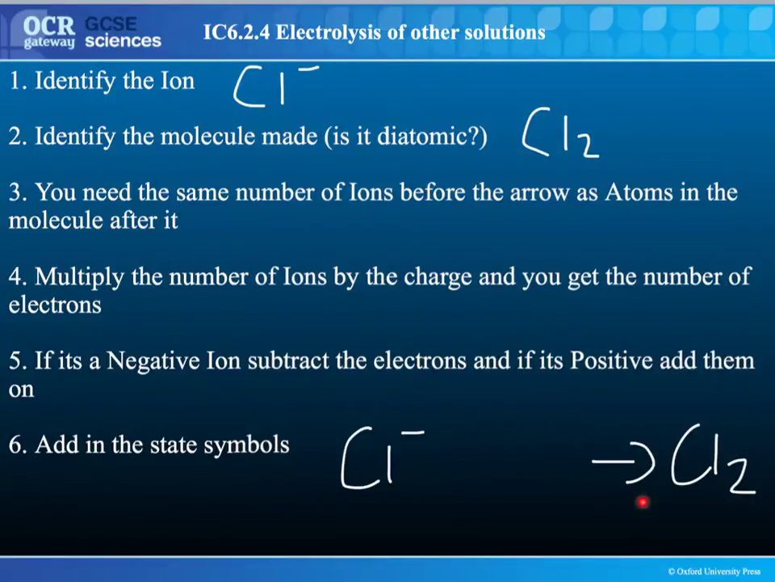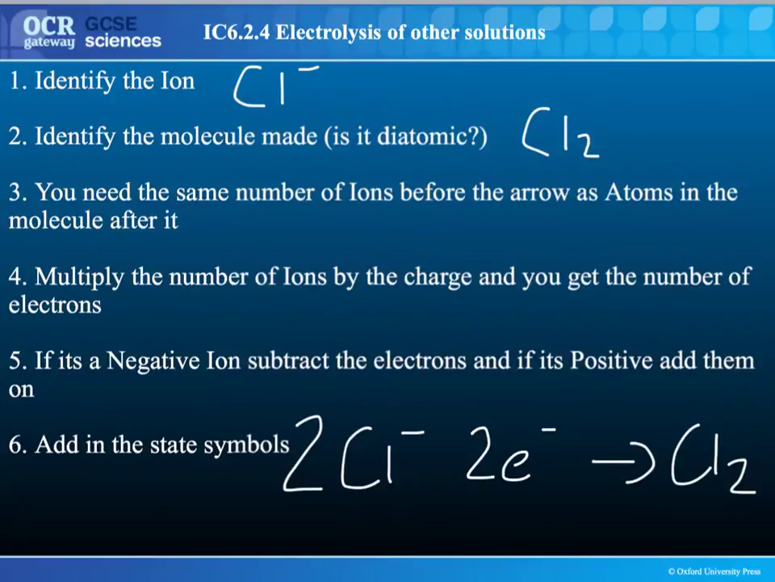Currently, after the reaction, we have two atoms of chlorine joined together, and beforehand we only have one chloride ion. The first thing to do is add in a 2 to say that we have two chloride ions, which will eventually form our chlorine gas. At the moment they have charge, so there's an imbalance in the number of electrons. To figure out the number of electrons, you multiply the number of ions by the charge on each ion. So 2 times 1 gives you 2 electrons.